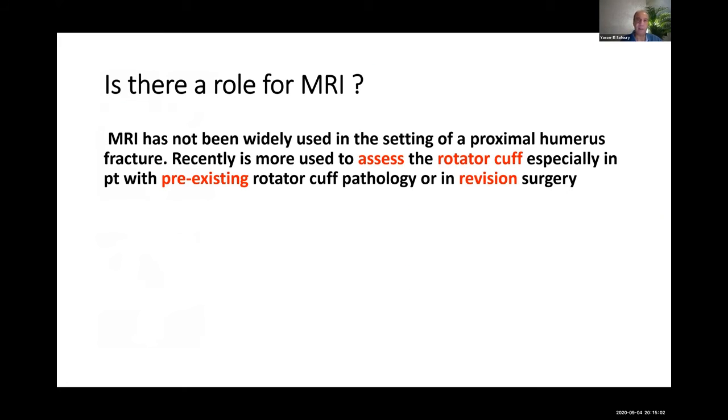Is there a role for MRI? It's not widely used in trauma cases and proximal humerus fractures, except if you want to assess the rotator cuff, especially in pre-existing conditions of rotator cuff pathology or in cases of revision surgery.